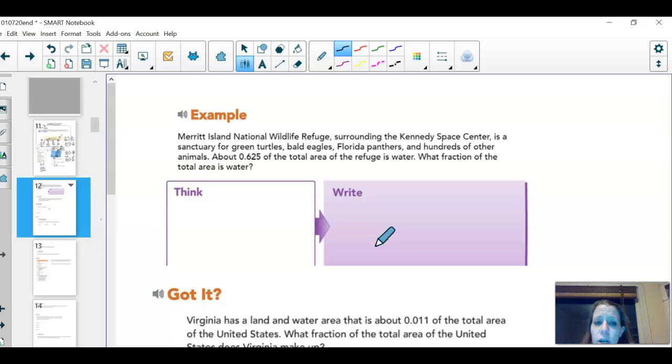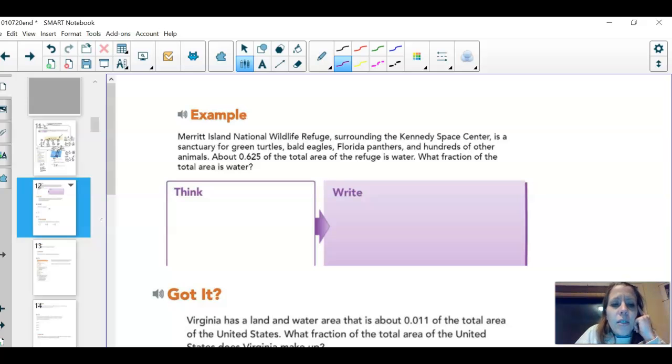So now let's go ahead and try this. So first thing I want you to do is you need to read the problem and you need to underline and circle. It says Merritt Island National Wildlife Refuge surrounding the Kennedy Space Center is a sanctuary for green turtles, tortugas, bald eagles, Florida panthers, and hundreds of other animals. Is there anything really important? ¿Hay cosas importantes en este? No. Okay, no, this is all background information. Este es información extra.